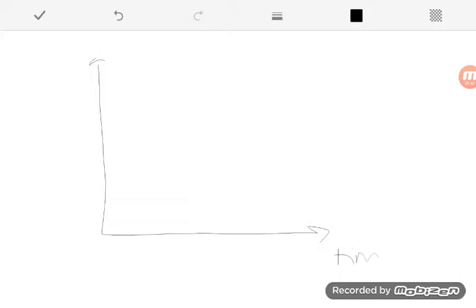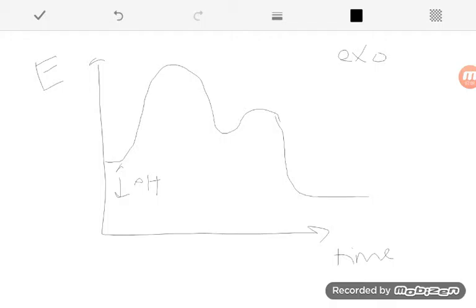So we always put time here and energy here. It was a two-step mechanism, and the first step was the slow step, so we're going to have one with a really big activation energy, and another one with a smaller activation. Now we always need some extra information. So let's assume this was an exothermic reaction, so that means we're going to end a little lower than we started. So this would be my delta H. If it was an endothermic reaction, then we would have ended higher than we started.